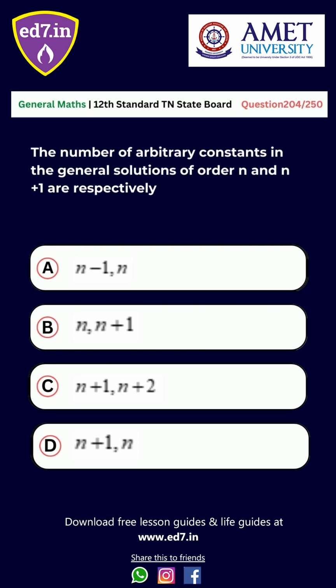Question number 204. The number of arbitrary constants in the general solutions of order n and n plus 1 are respectively? Option A, n minus 1 comma n. Option B, n comma n plus 1. Option C, n plus 1 comma n plus 2. Option D, n plus 1 comma n. The correct option is option B, n comma n plus 1.